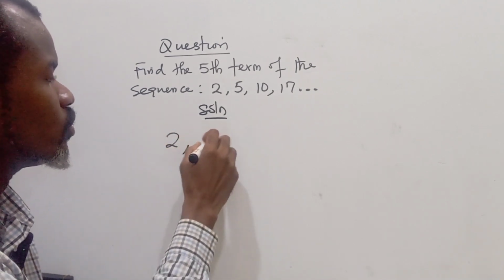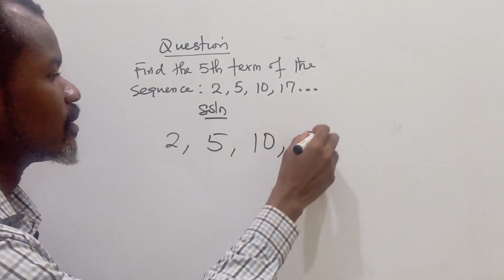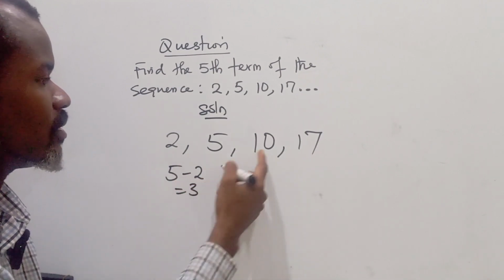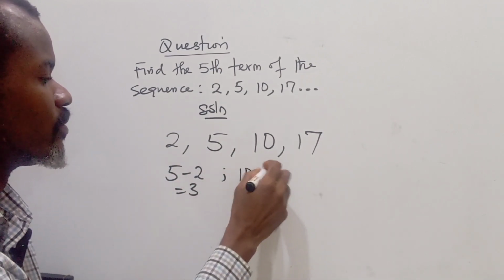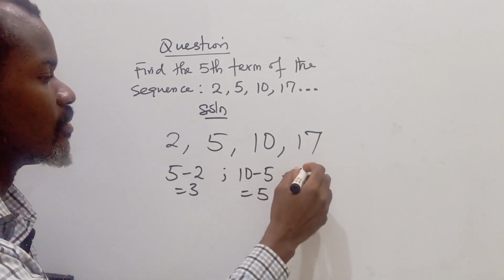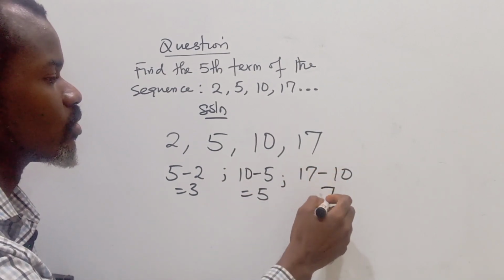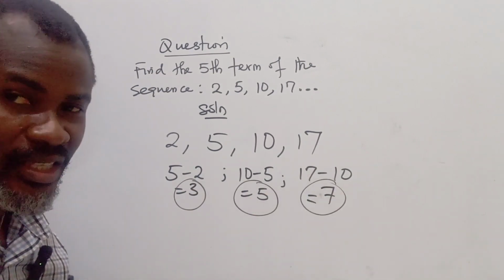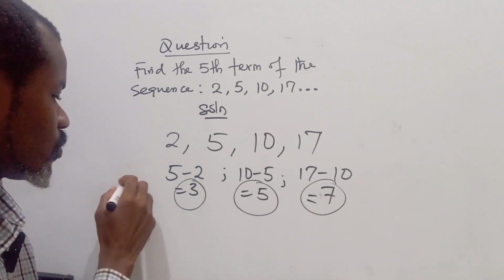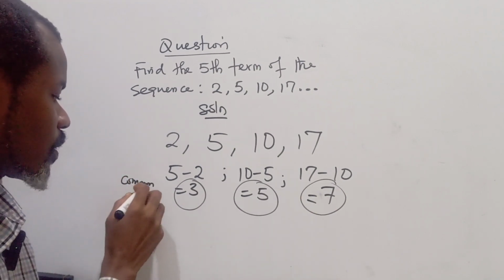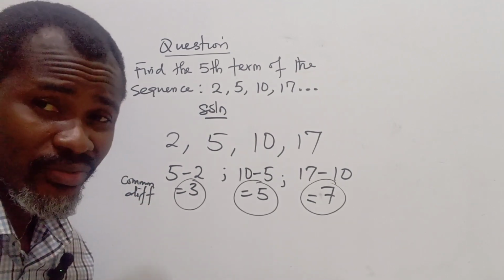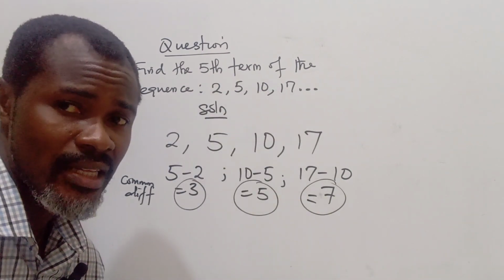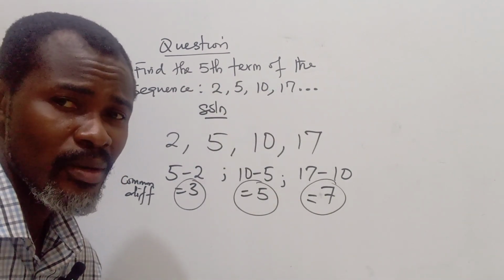Remember, the terms are 2, 5, 10, 17. So 5 minus 2, we have 3, 10 minus 5, we have 5, and 17 minus 10, we have 7. So if you look at these values, they are not representing a common difference. So these are not common differences, so we can't say that this sequence is an arithmetic progression.